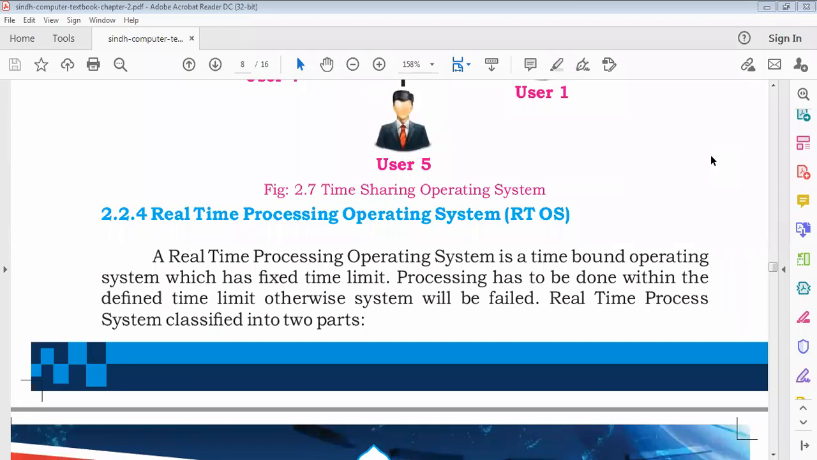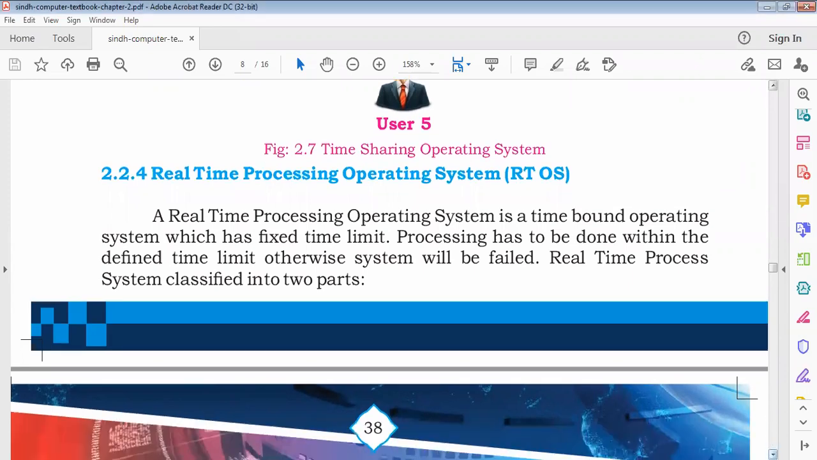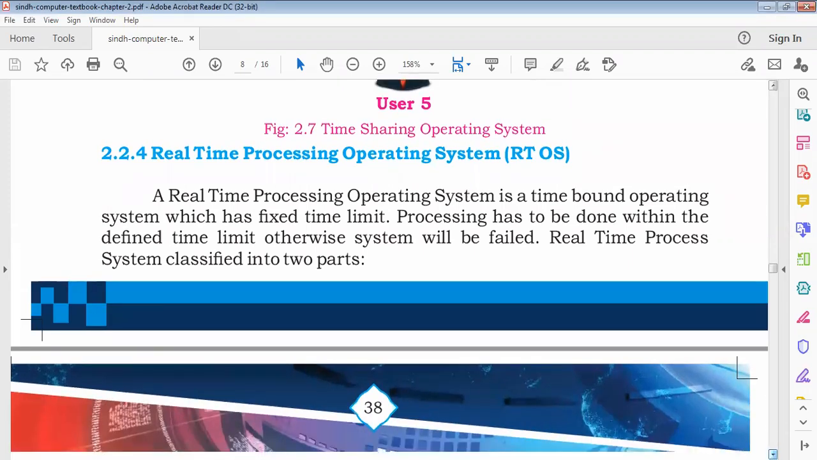Real time processing operating system is the last type of operating system. A real time operating system is a time bound operating system which has a fixed time limit. Processing has to be done within the defined time limit, otherwise the system will fail. Real time systems are classified into two parts. Real time processing system means the processing system has a particular fixed time limit. It has to process whatever task is given to it in that particular time.